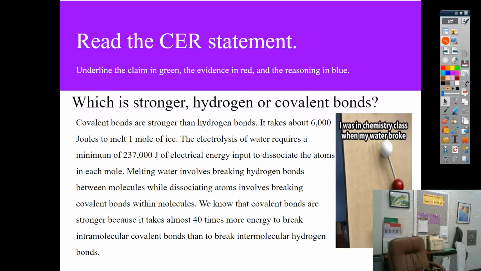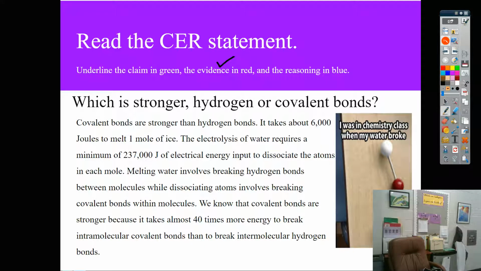So your job right now, before we move on, we talk about two properties of water. It's polar, and it can form hydrogen bonds. Now I want you to read this. Underline the claim, put a check by the evidence, and circle the reasoning. That's what you're doing right now. You should have it on the next slide.